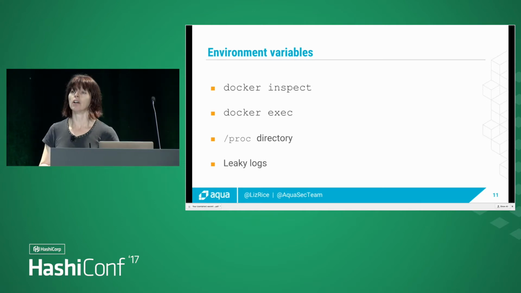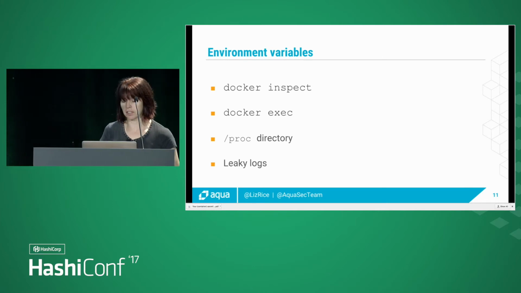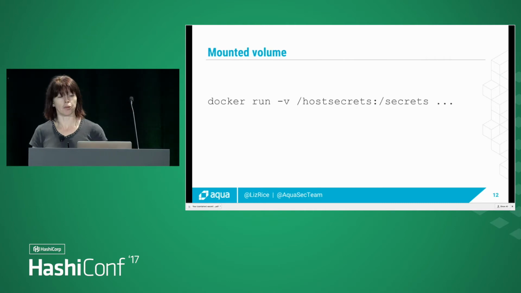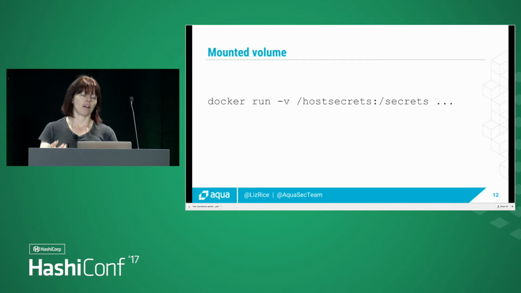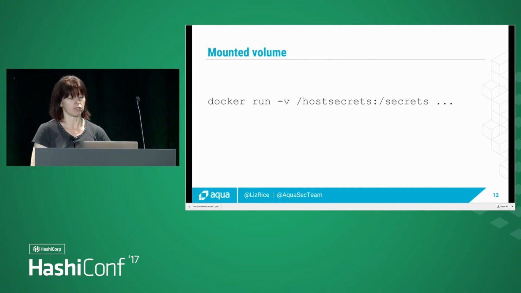So for that reason, quite a lot of people will say environment variables are a bad mechanism for getting secrets into containers. You should use the alternative, which is to mount a volume. So you have a volume on the host containing files containing your secrets. The code inside your container can read those secrets out of the file.